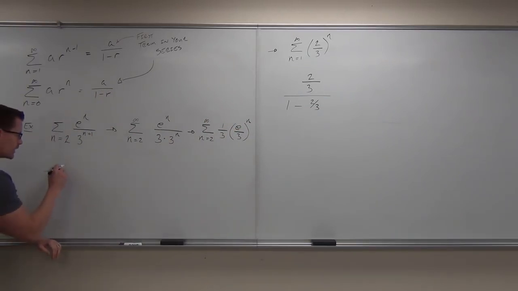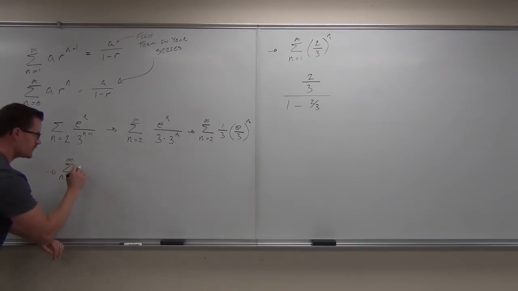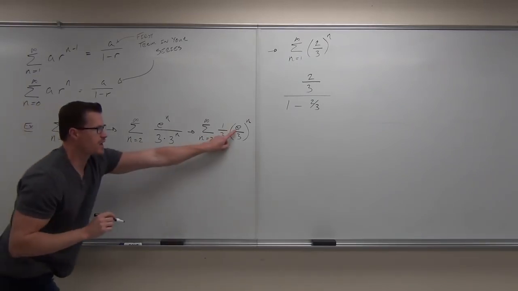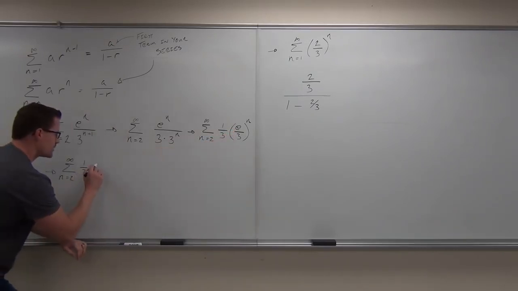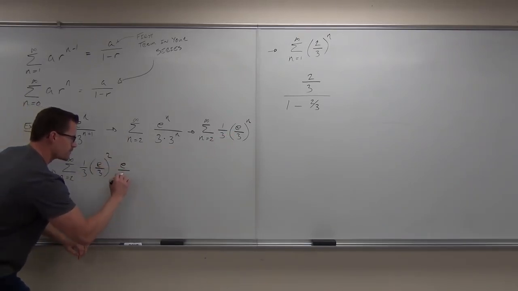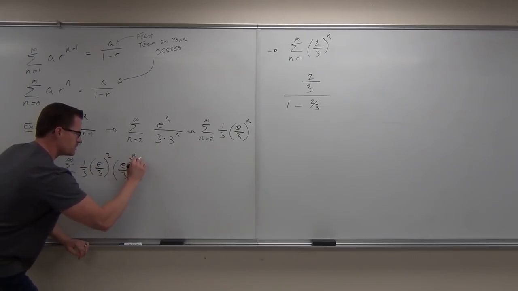You could do it the old way and just do, okay, if this is starting at 2, I can split off an e over 3 squared. So basically e squared over 3 squared. I can split that off. Split off an e over 3 squared. And then I'll have an e over 3 to the n minus 2.